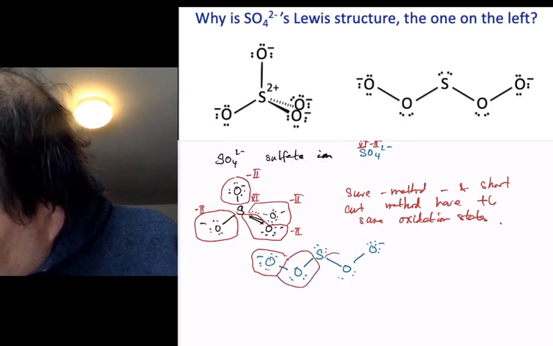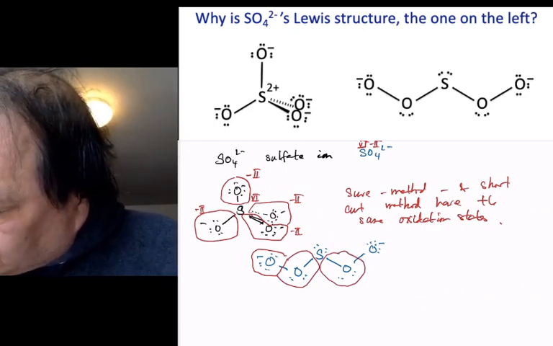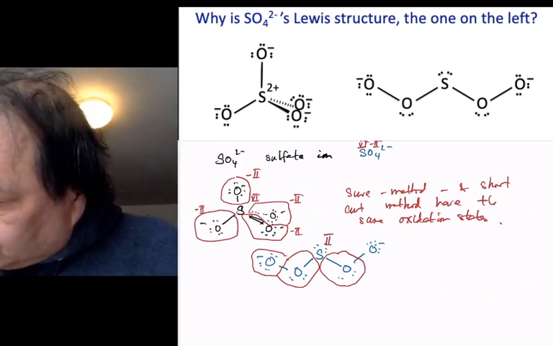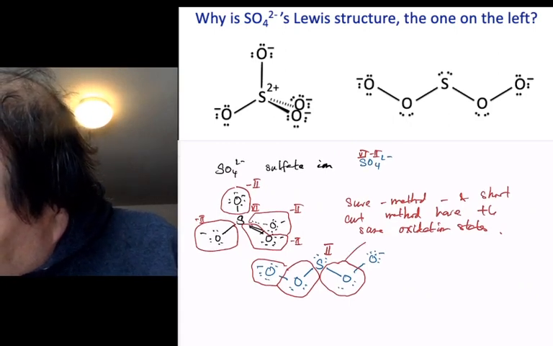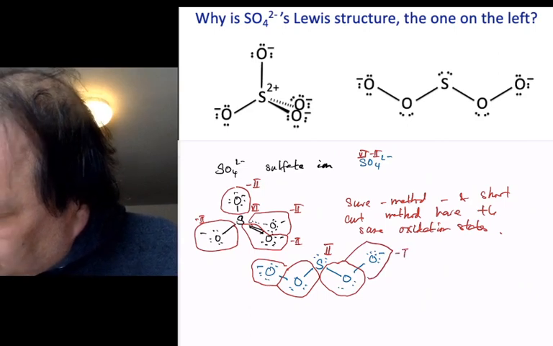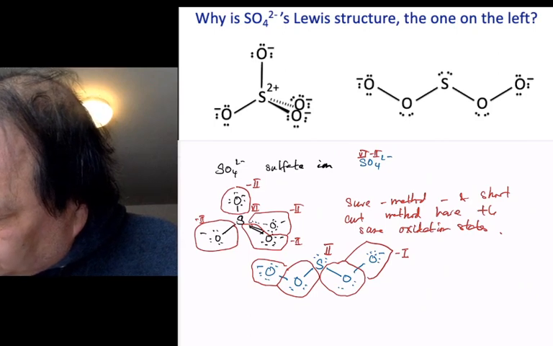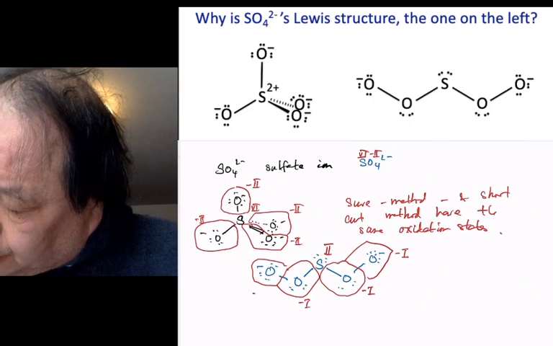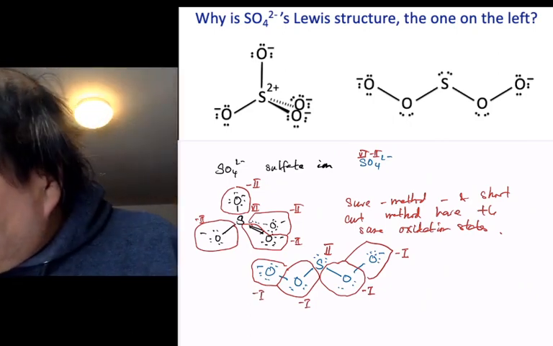This is the division of the electrons. The sulfur ends up with 4 electrons. It started with 6. Its oxidation state is +2. Well, the shortcut method said it should be +6. This oxygen has 7 electrons. It's -1. This oxygen has 1, 2, 3, 4, 5, 6, 7, and it's -1. The 4 oxygens are -1, and the sulfur is +2. That is just not right.